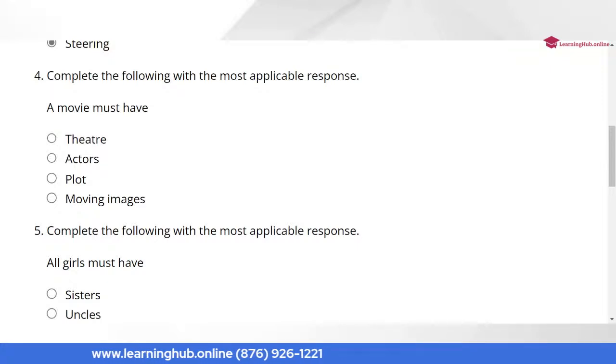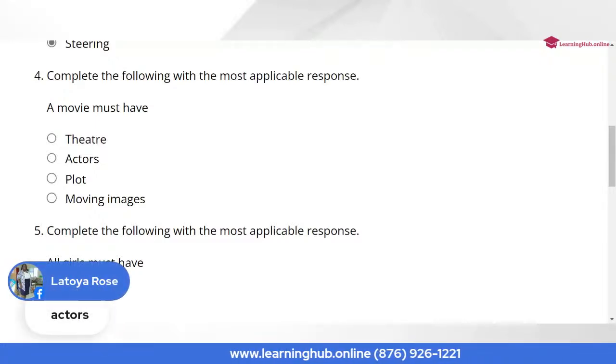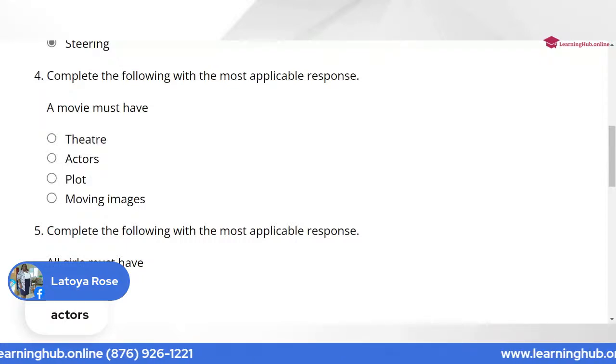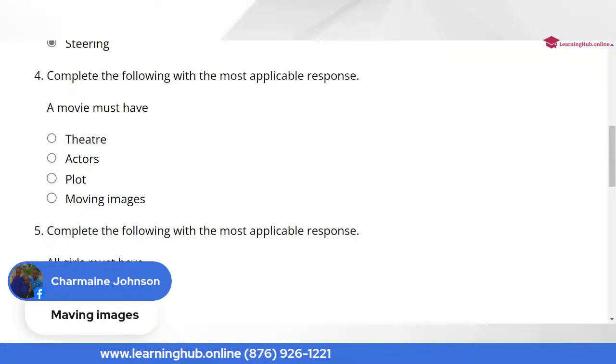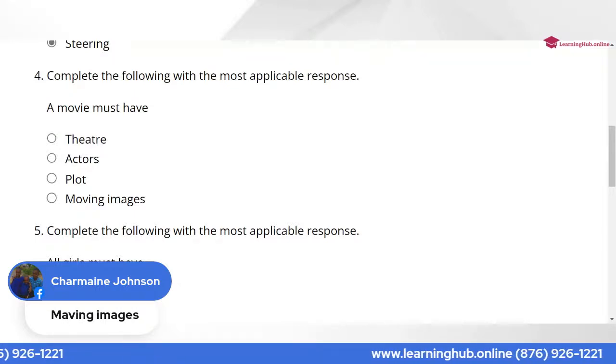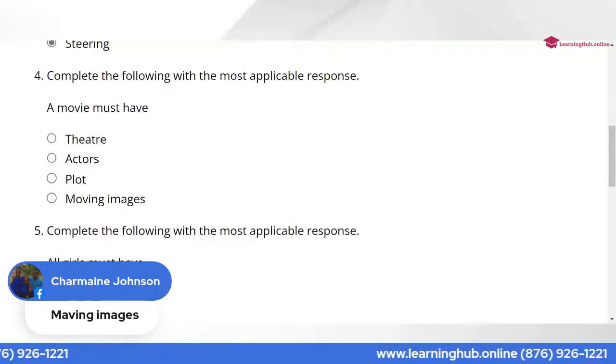A movie must have theater, actors. Latoya is saying actors. Plot, moving images. Yes, the answer is moving images. A movie must have moving images. All right. So you don't necessarily need a theater. You don't have to have actors, but you must have moving images. You don't necessarily need your plot, but you need moving images to make a movie.